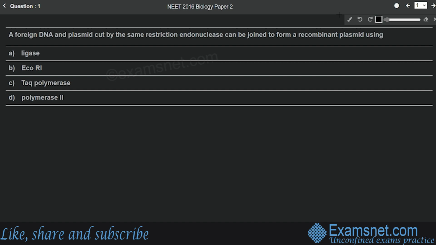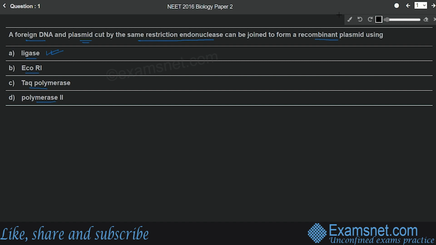The first question is from the chapter Biotechnology Principles and Processes. A foreign DNA and plasmid cut by the same restriction endonuclease can be joined to form a recombinant plasmid using: options are ligase, EcoR1, Taq polymerase and polymerase 2. And the correct answer is option A, that is ligase.